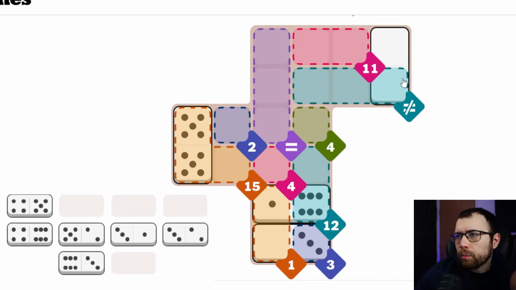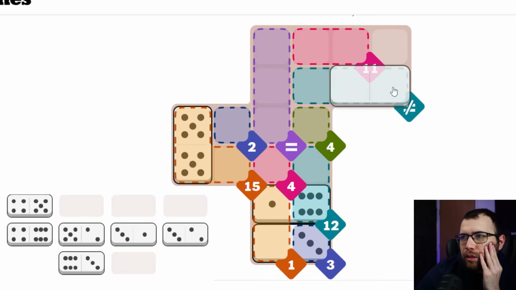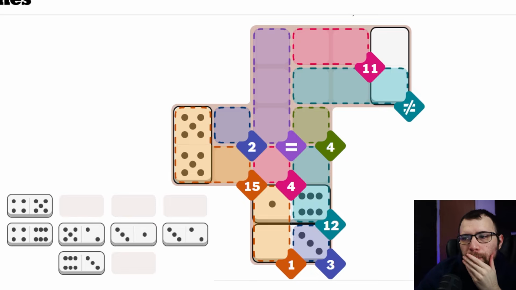Okay, it has to go up here. That's the only spot for the 0-0, because it can't go in like this, and then it can't go anywhere down here. So that's good to know.